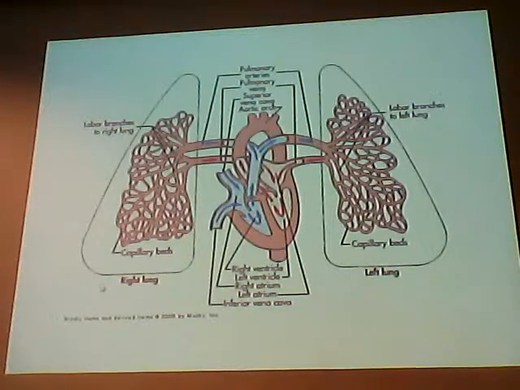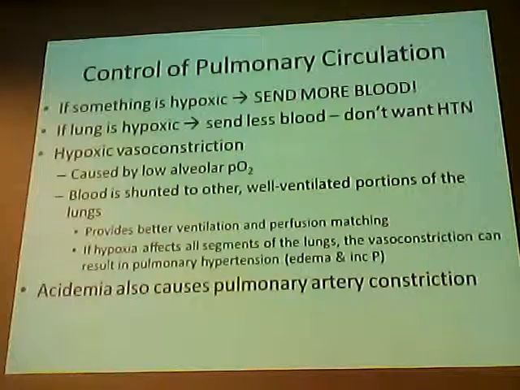This is more about the direction of blood flow. We'll go over that later. Pulmonary circulation. In general, if something is hypoxic, you send it more blood. If the lung is hypoxic, you send less blood because you don't want hypertension, and you don't want to take away oxygen from that.